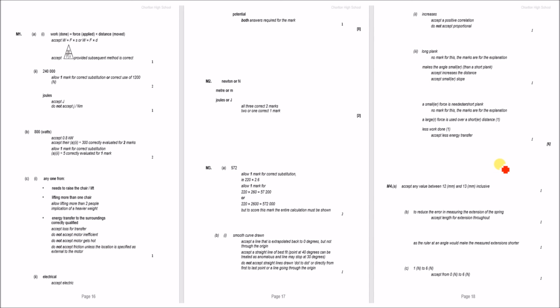Right, here are all the answers. I'm just going to play these through slowly in case you use this and you just did the exam questions by yourself.